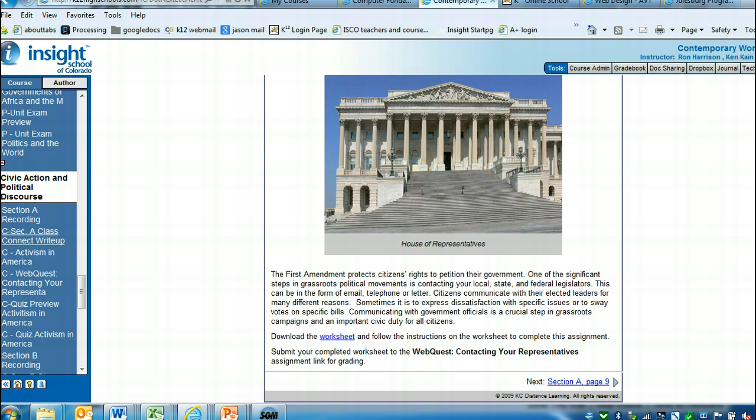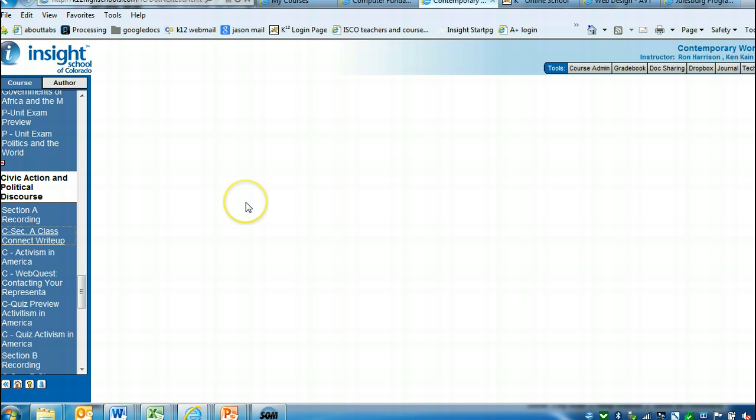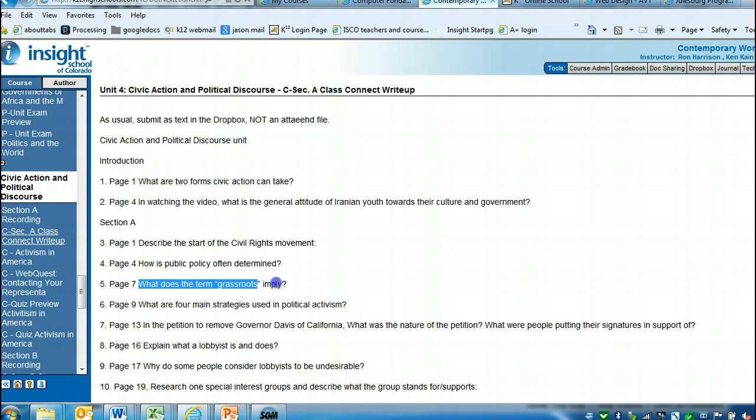This is page 9. Let me go back to the class, or this is page 8. Let me go back to the Class Connect write-up. Okay, page 7, so the grassroots imply, we talked about that, okay.